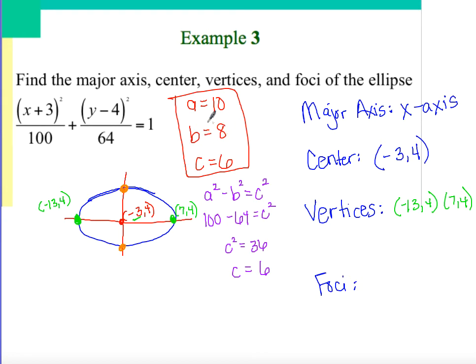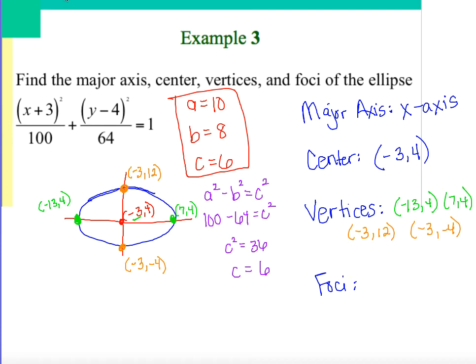That's a distance of 8 for the B value. So now I'm going up 8 and down 8 from the center. That means my x value is not going to change, right? My x value will stay the same. I'm just going up and down, so that's only changing my y value. The center was at negative 3, 4, so if I go up 8, that puts me up to 12. If I go down 8, that puts me at negative 4. So it looks like we have negative 3, 12, and negative 3, negative 4 for the minor axis vertices.